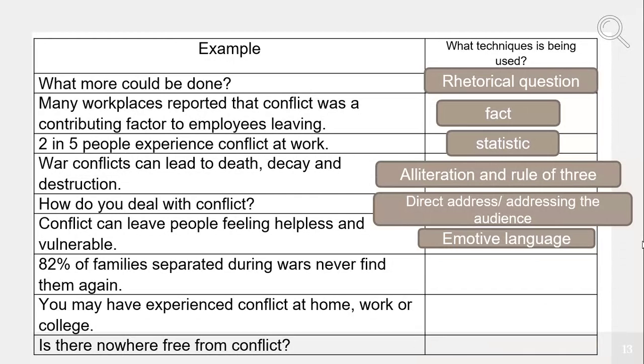Conflict can leave people feeling helpless and vulnerable. Quite straightforward there. We've got the words feeling and helpless and vulnerable, which links to feelings and emotions, doesn't it? So we would say emotive language for that one.